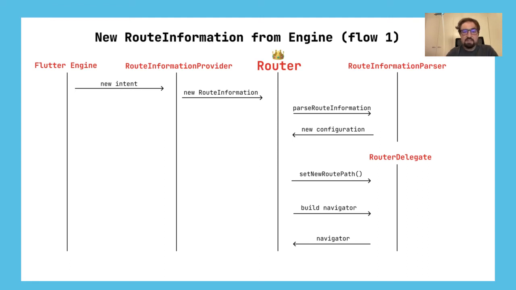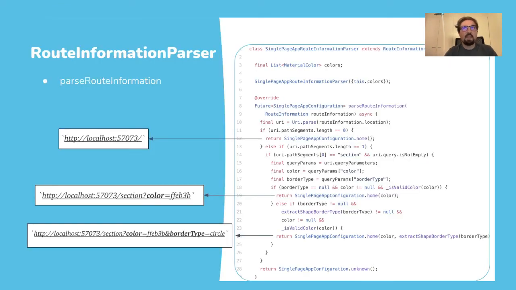Then the router calls the set new route path in the router delegate, which keeps track of the app state. And then the app state is internally updated. Finally, the router widget asks the router delegate to build a new navigator, and the router delegate returns the navigator. Let's see here, for example, the route information parser parses the route information and then returns a configuration to the router widget.